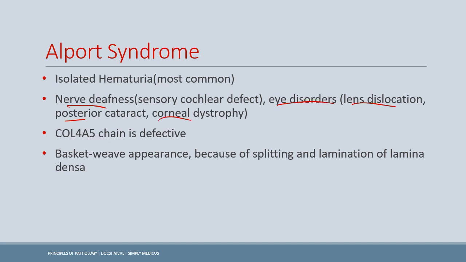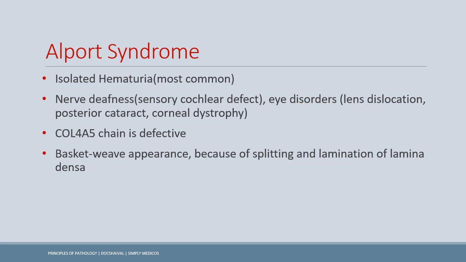Okay, now the Alport syndrome may progress to RPGN, and that is the reason why we are discussing it here in the nephritic syndrome video. Okay, now the electron microscopy feature is the characteristic basket weave appearance. Okay, and that's because we have the splitting and lamination of the lamina densa. Okay, and that's because this is damaged because the collagen 4 alpha 5 chain is defective.